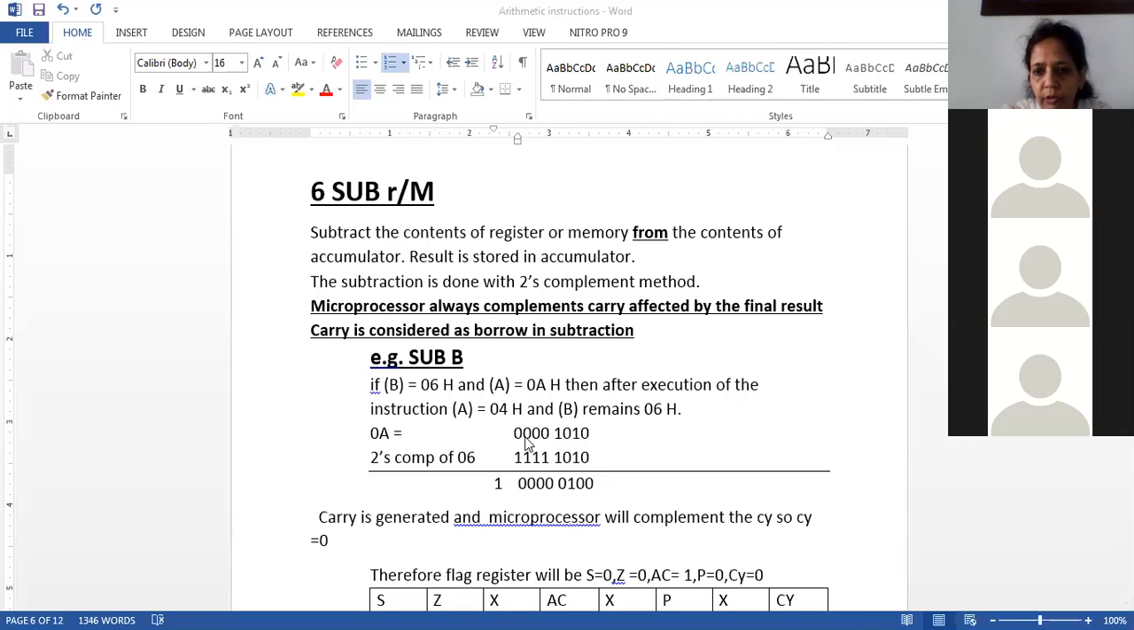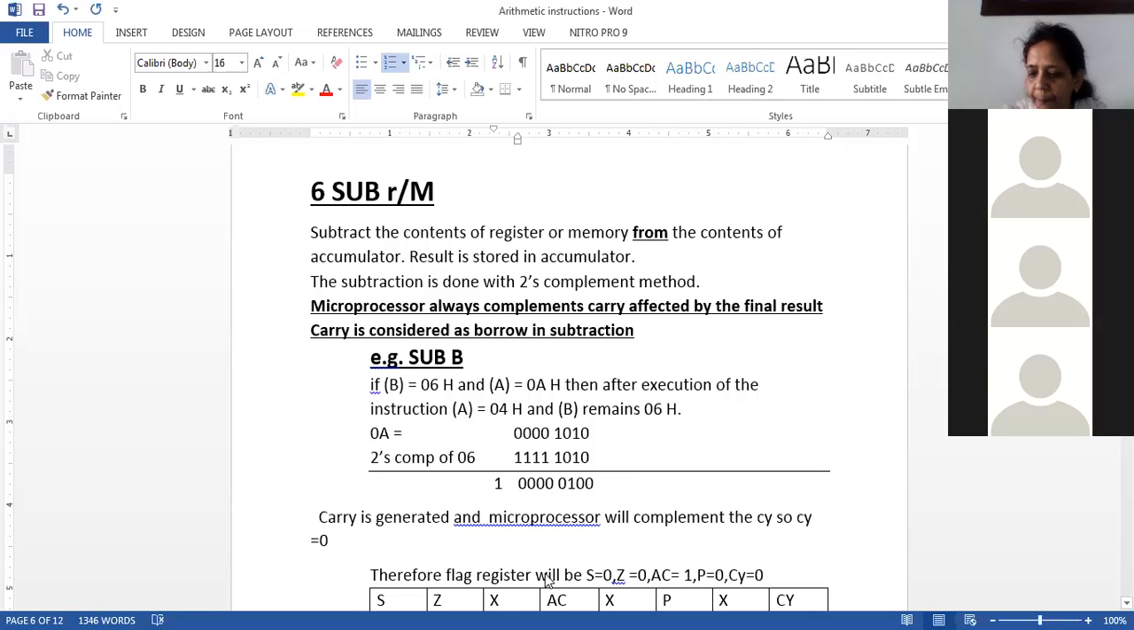Okay, so if you see, the carry is now generated. Generally, when we do it manually, we ignore the carry. So what the microprocessor does, the carry flag, see, the ninth bit has occurred, that means carry should be 1. But the microprocessor will complement that carry and make carry 0. So carry in subtraction is considered as borrow. When you are subtracting the smaller number from the bigger number, there is never a borrow, right? So automatically it makes it 0. That means there is no borrow. And the final answer, this 8-bit number, will be stored in the accumulator.